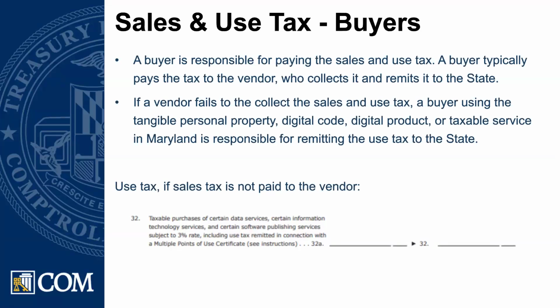If the vendor fails to collect the sales and use tax, a buyer using the tangible personal property, digital code, digital product, or taxable service in Maryland is responsible for remitting the use tax to the state. A buyer reports the use tax on line 32.